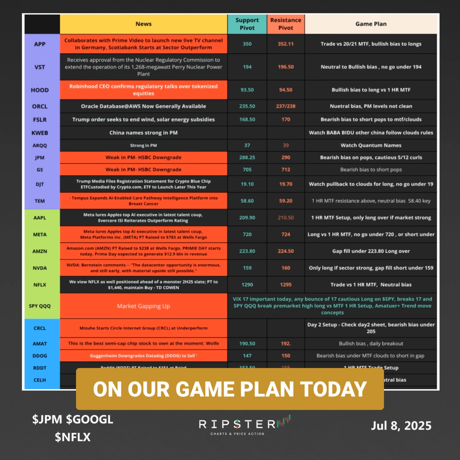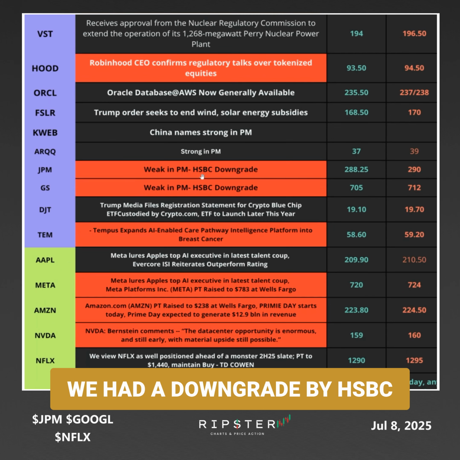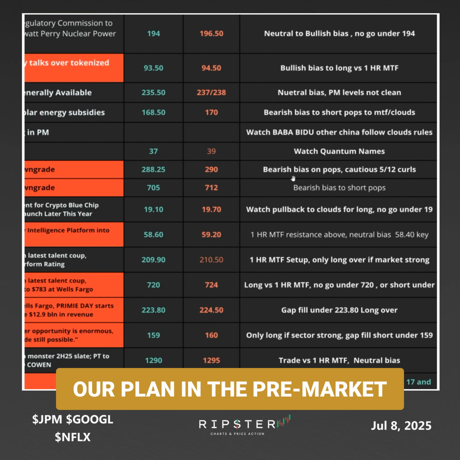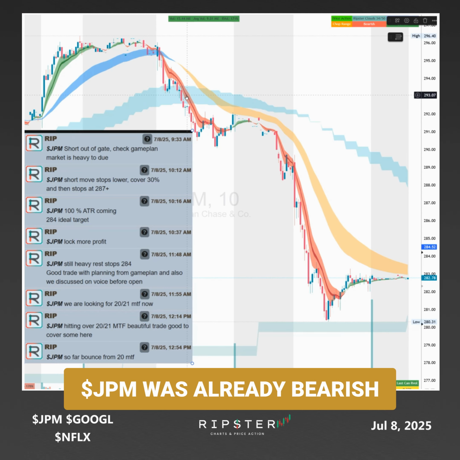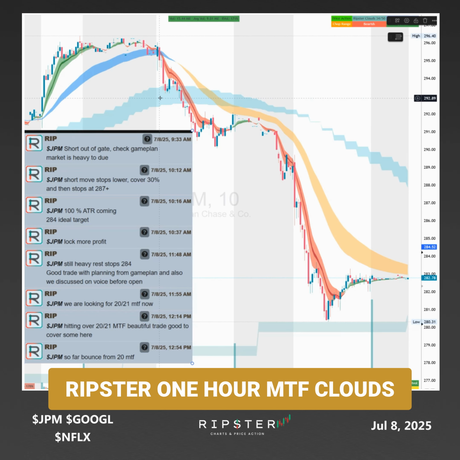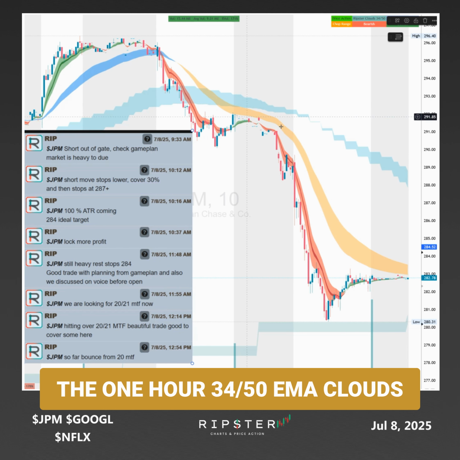Few setups we had on our game plan today. So JP Morgan, we had a downgrade by HSBC. Our plan in the pre-market was bearish bias, to short the pops. We'll buy the puts, we'll short it. JP Morgan was already bearish on the 1 hour chart because it was under the Ripster 1 hour MTF clouds. That's the 1 hour 34-50 EMA clouds.